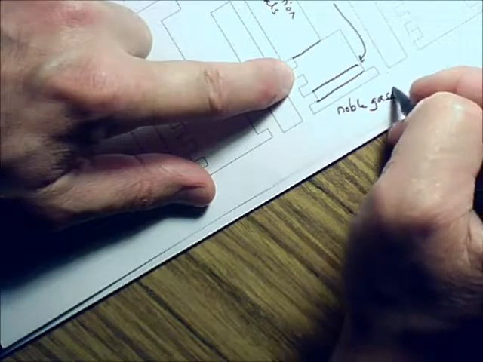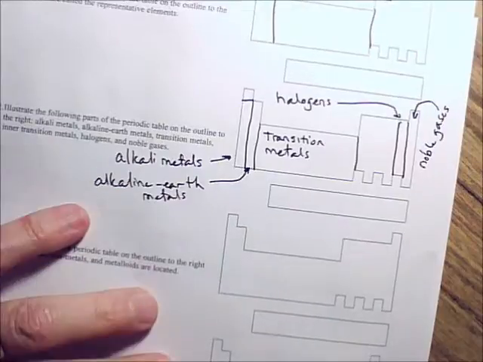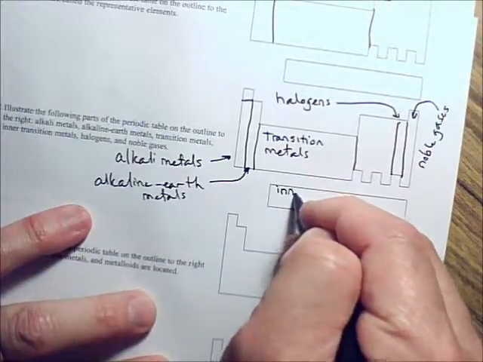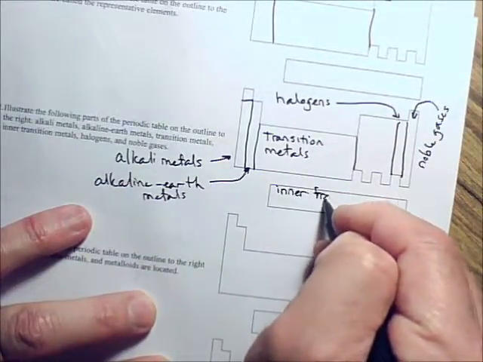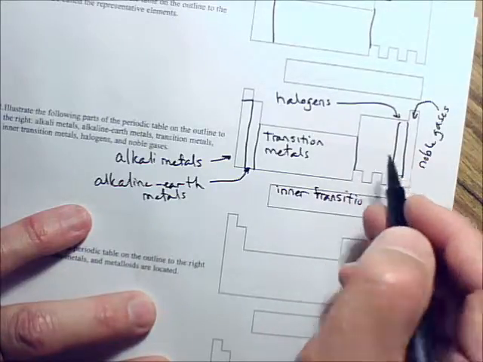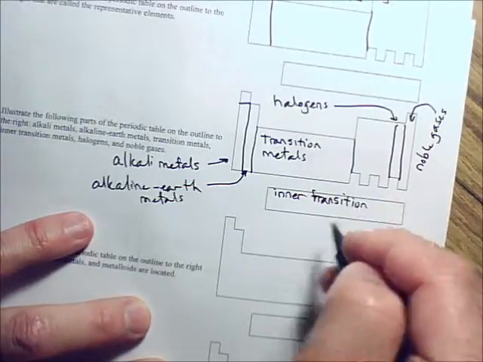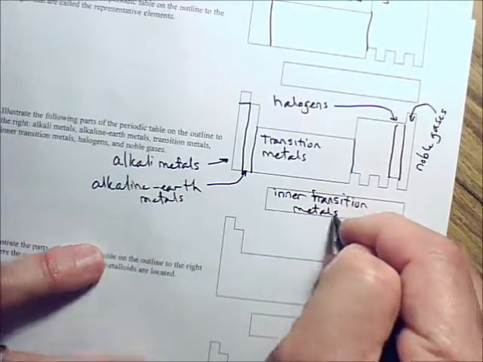What about the inner transition? Say what now? What about the inner transition? Oh, those are down here. Okay, so there's nothing in between the transition and halogen. No, we don't have to name those. There are actually names for all these columns. We don't get into it in here. Okay.